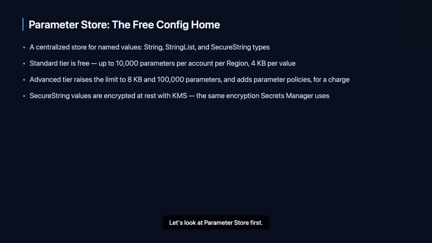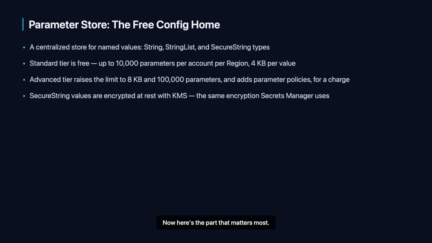Let's look at Parameter Store first. At its core, it's a centralized store for named values, and it supports 3 types: plain string, string list, and the encrypted SecureString. The standard tier is free, giving you up to 10,000 parameters per account per region, with a 4 kilobyte limit on each value. If you need more room, the advanced tier raises that to 8 kilobytes and 100,000 parameters, and adds parameter policies, but that tier costs money.